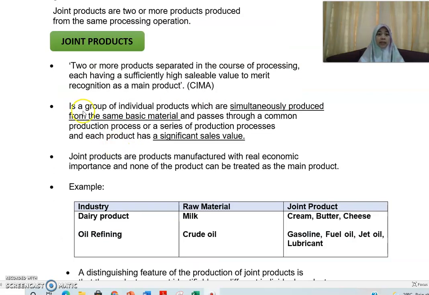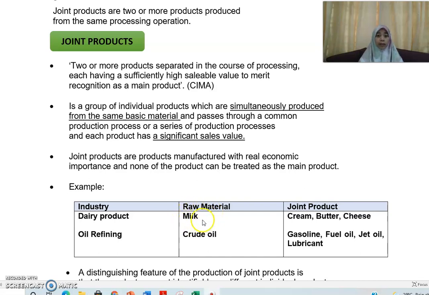It is a group of individual products which are simultaneously produced from the same basic material and pass through a common production process or a series of production processes, and each product has a significant sales value. So that is joint products. Joint products are products manufactured with real economic importance, and none of the products can be treated as the main product. For example, in the dairy industry, you have the raw material.